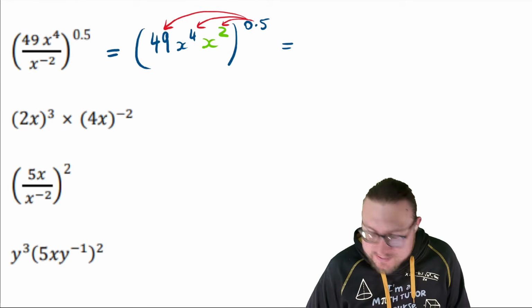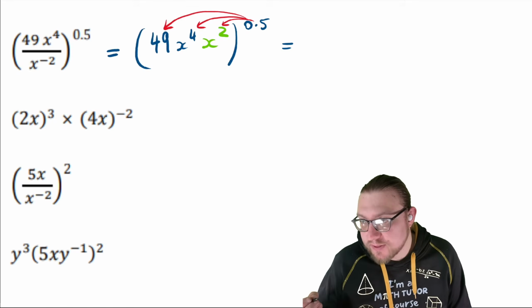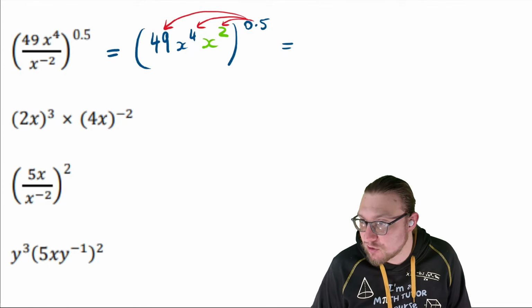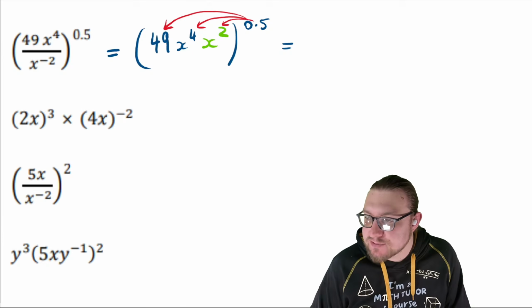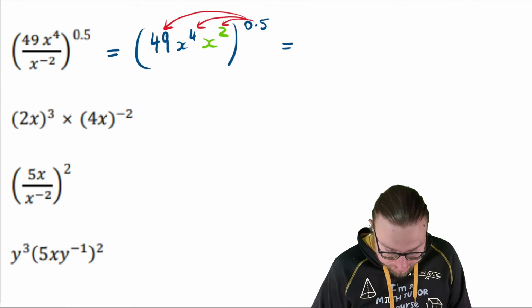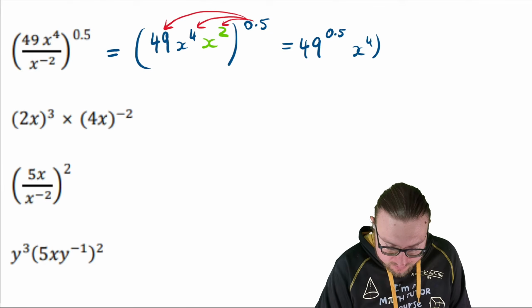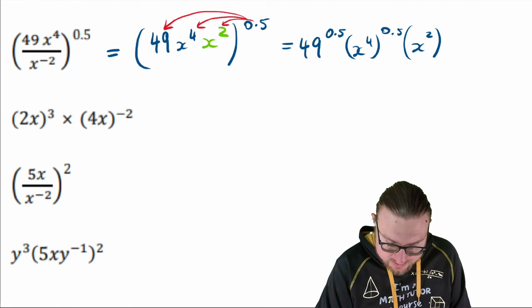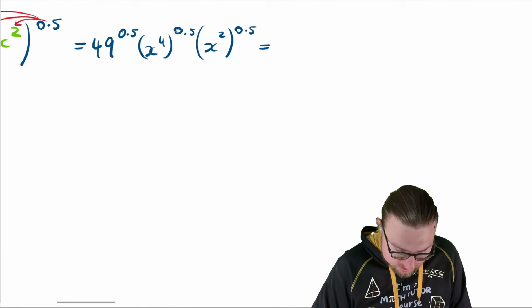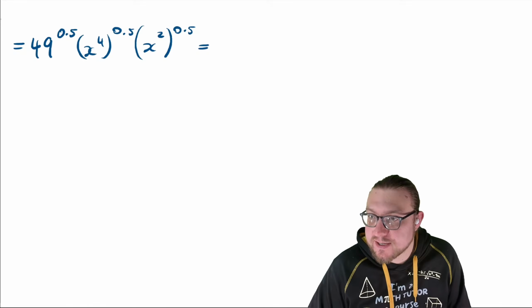Now, we can do this, or we can do another step first. You probably have already seen the other step that you could have done perfectly fine. It doesn't really matter in which order you do it in. So we're going to get 49 to the power of 0.5. We're going to get x to the 4 to the power of 0.5. And we're going to get x squared all to the power of 0.5. Right, very good.